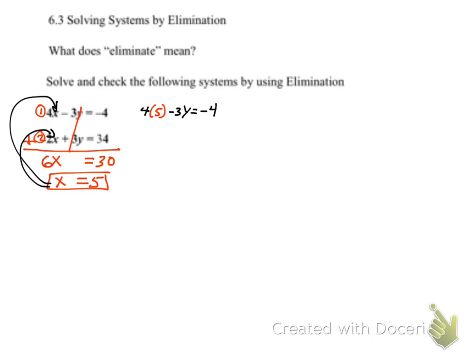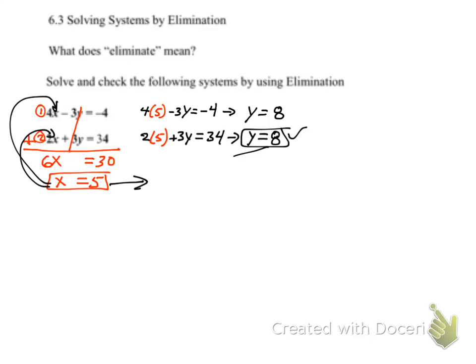So 4 times 5 minus 3y is equal to negative 4. Once solved, we'll see y is equal to 8. And to verify it, 2 times 5 plus 3y is equal to 34. And again, once we solve it, we'll verify that it's 8. So the coordinate where they intersect is 5, 8.